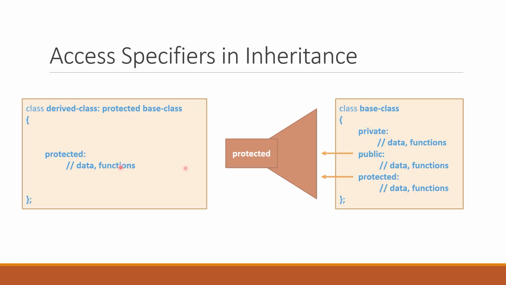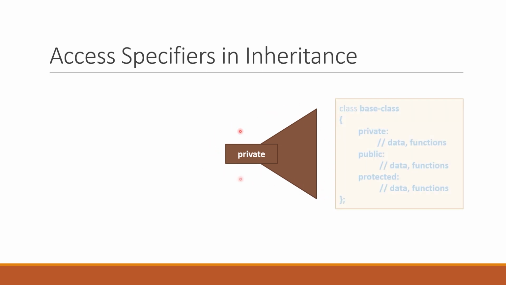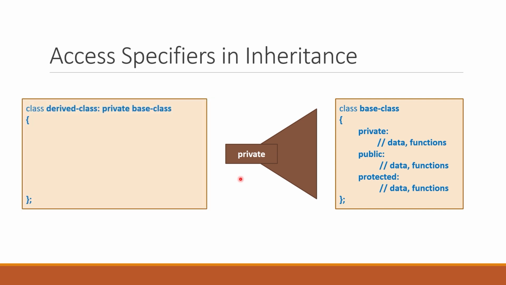Now, if we use private as the access specifier, this is like using the most narrow filter. So again, anything that's private in the base class will not be inherited, so that will not be accessible. And now, anything that is public or protected in the base class will be inherited and become private in the derived class. By using access specifiers, a programmer can control exactly how each member should be accessed inside and outside of the class where they are defined.